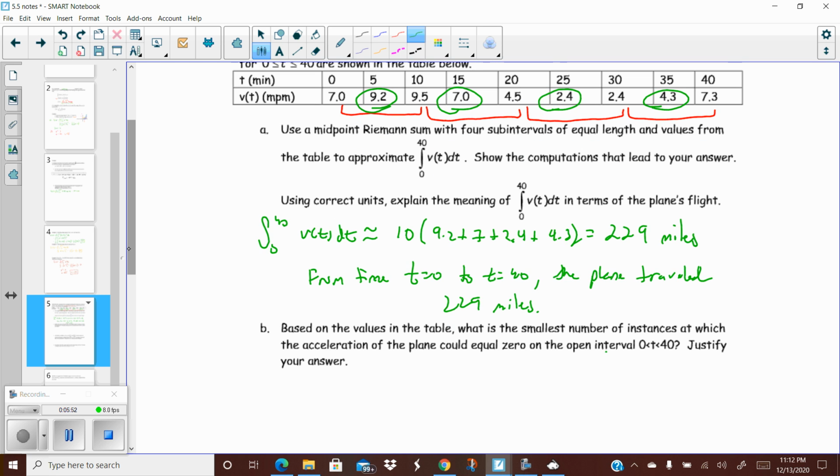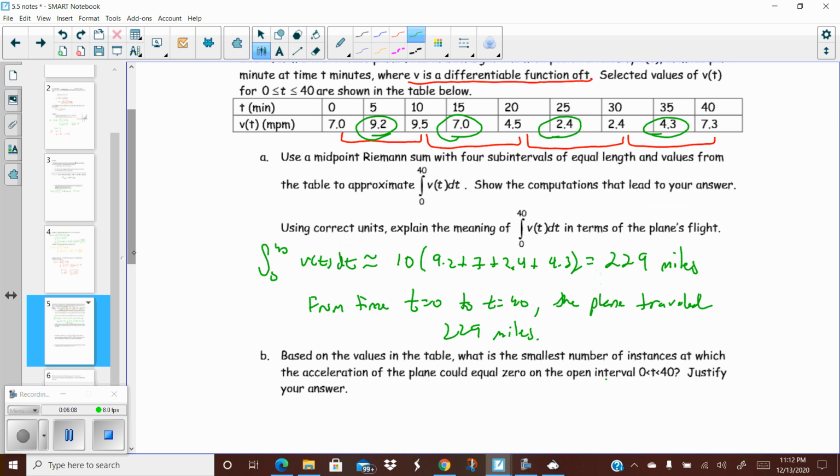Okay. Based on the values in the table, what is the smallest number of instances at which the acceleration of the plane could equal 0 on the open interval from 0 to 40? Justify your answer. Okay, so it's usually pretty easy to figure this out as long as you have somewhat of an idea. Acceleration is the derivative of velocity. So we are looking at the slopes of the velocity, or basically, where is the velocity going to be increasing to decreasing or decreasing to increasing? And it does say from 0 to 40.